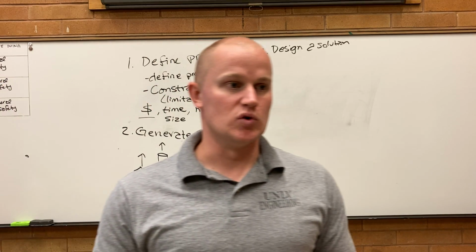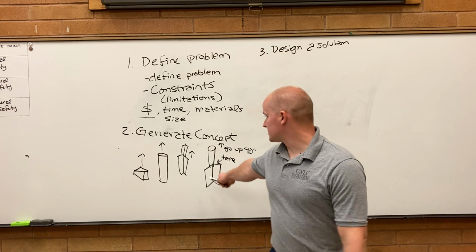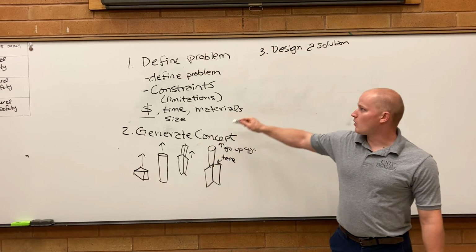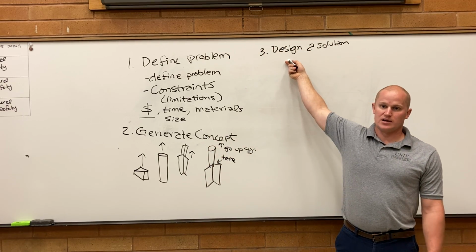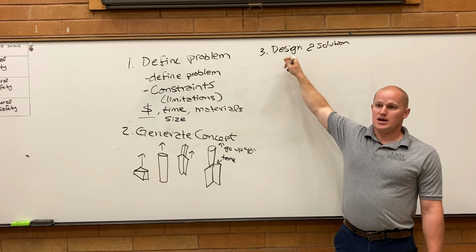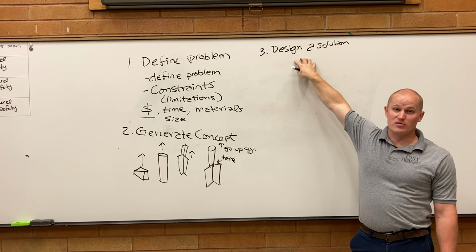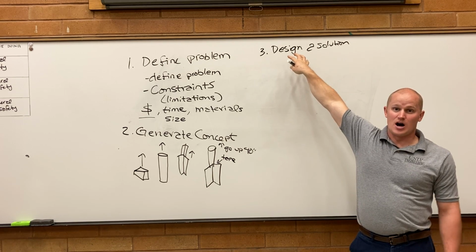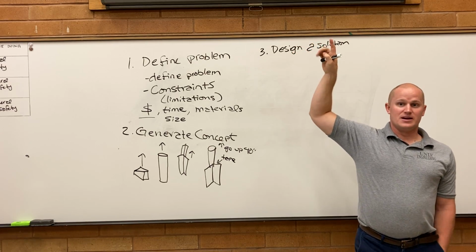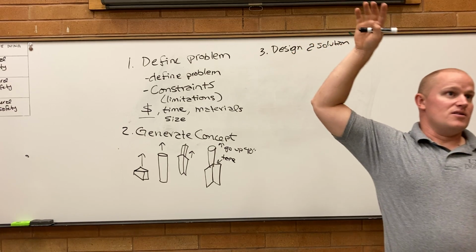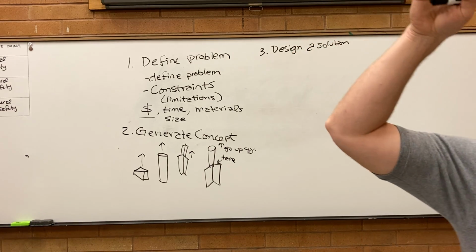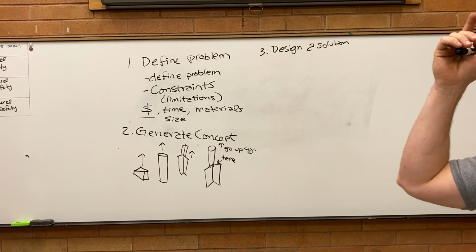But we want to basically pick our best idea from brainstorming, and now we're going to make a really detailed drawing or model of it. In this class, we are actually going to skip over this phase pretty quick and not really cover it. Gateway is where you do a lot more of the design and modeling part.